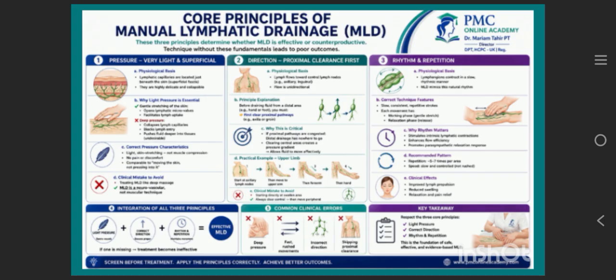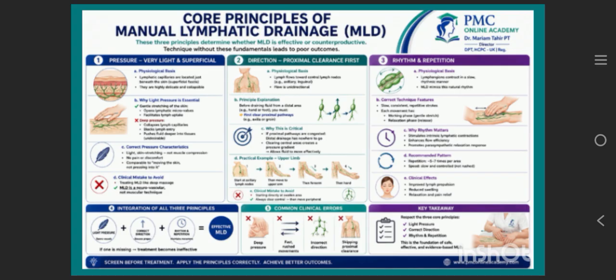Next, deep pressure. First, it collapses lymph capillaries. Secondly, it blocks lymph entry and pushes fluid deeper into tissues. That is undesirable. Gentle stretching of the skin can open lymphatic microvalves and facilitate lymph uptake. This is the answer regarding why light pressure is essential.